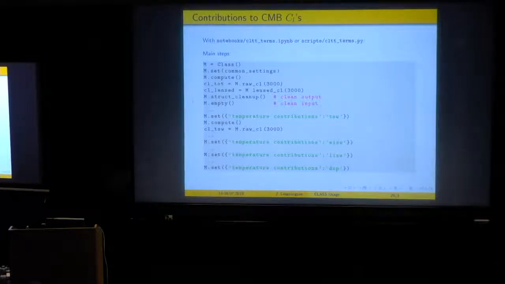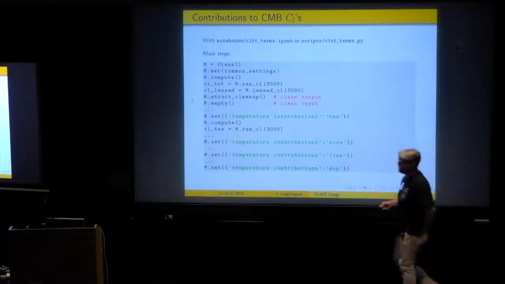But I'm allowed to put only 3 or only 2 or only 1. So here we put only 1, we compute, and we extract the contribution to the CLs from this term. And then the notebook does the same with the early, the late integrated Sachs-Wolf, and the Doppler, and then plots each curve on top of each other. Okay? Now let me go to another example.